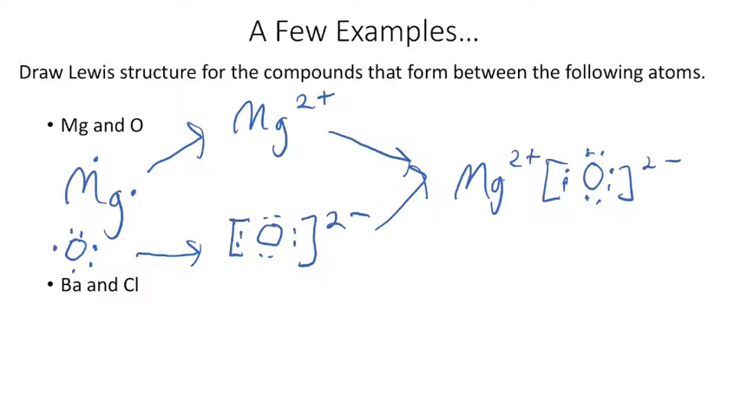In our second example, we'll use barium, Ba, and chlorine, Cl. Again, we'll start at the beginning. Let's draw the Lewis structure for the barium atom and the chlorine atom. Barium, again like magnesium, is in group 2 or 2A, and therefore has 2 valence electrons. Its Lewis structure might look like this. Chlorine, on the other hand, is in group 7A or 17, and therefore it has 7 valence electrons. It might look like this.